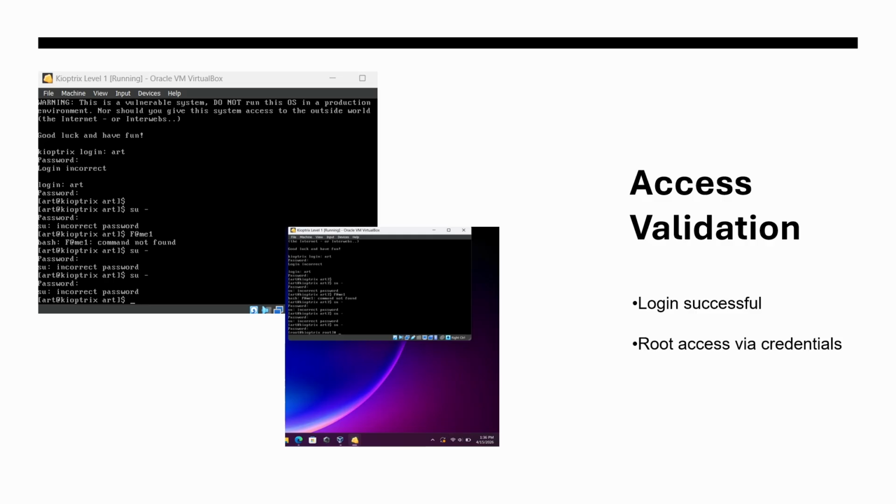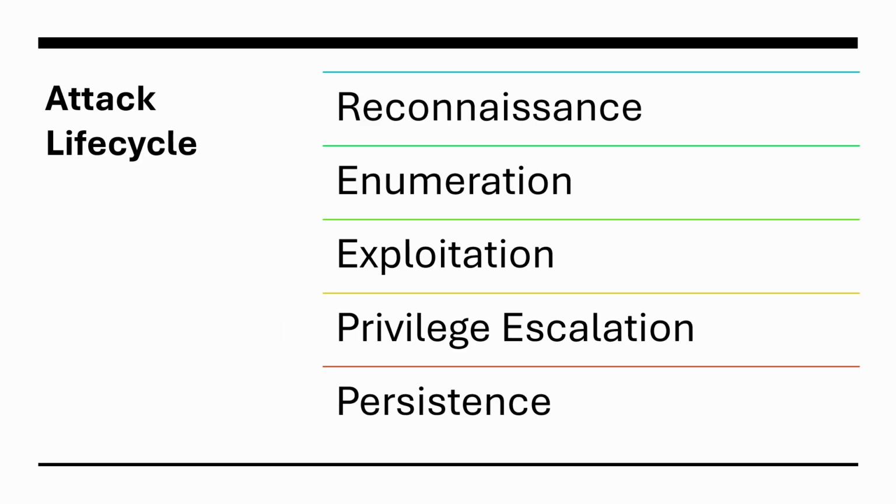The newly created account is used to log in to the system. Root access is then obtained through legitimate authentication, demonstrating that persistence was successfully established. And here below is my attack lifecycle. The sequence illustrates how multiple vulnerabilities can be chained together. Each phase builds upon the previous one, ultimately leading to full system compromise.